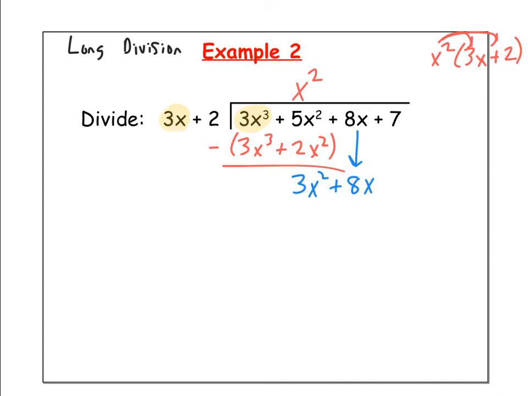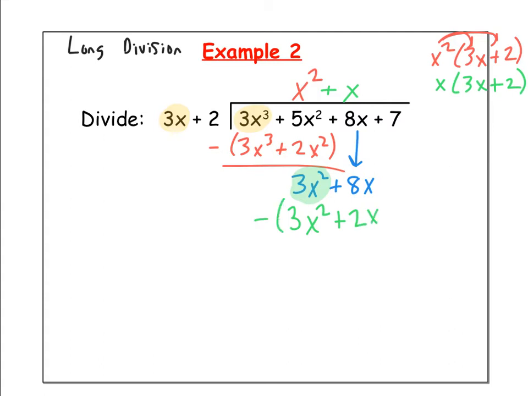Now we're going to keep the process going. I'm going to say how many times does that 3x on the outside go into 3x squared? Okay, so 3x times what would become 3x squared? So it needs to be another x. So we're going to do a plus x. And now I'm going to distribute that x that we just did, multiply it by the 3x plus 2. So that'll give me 3x squared plus 2x.